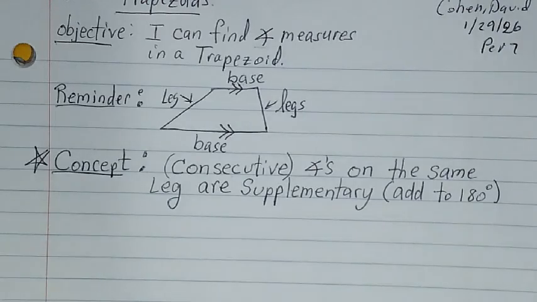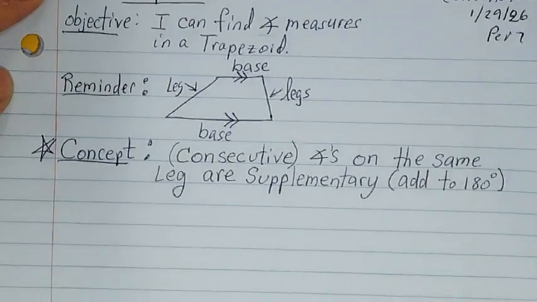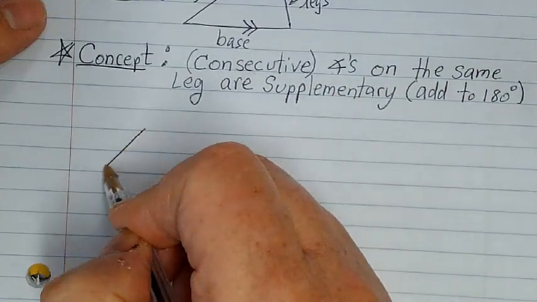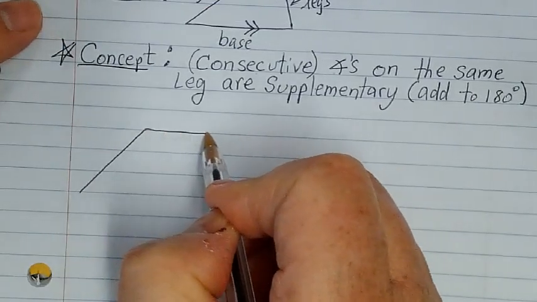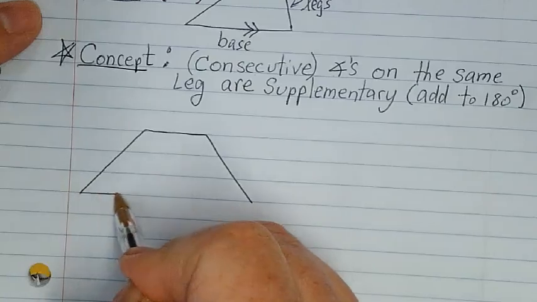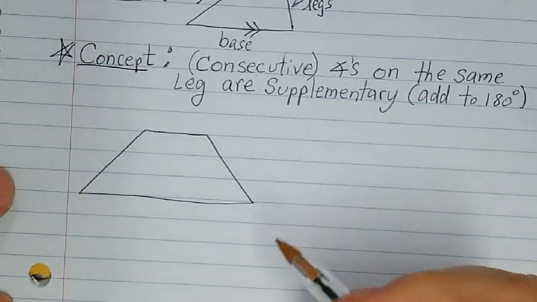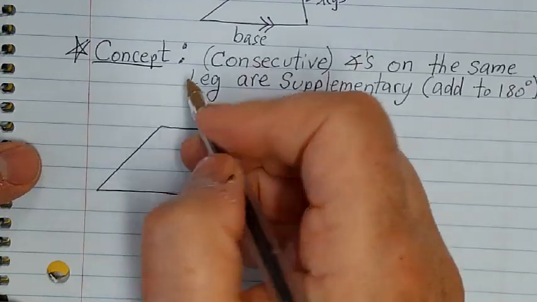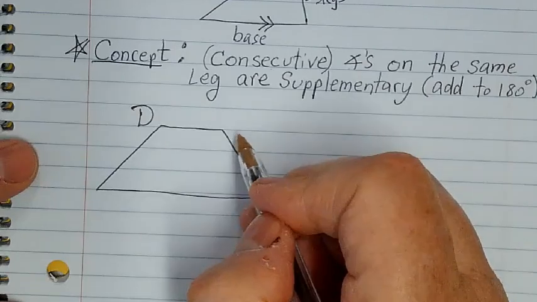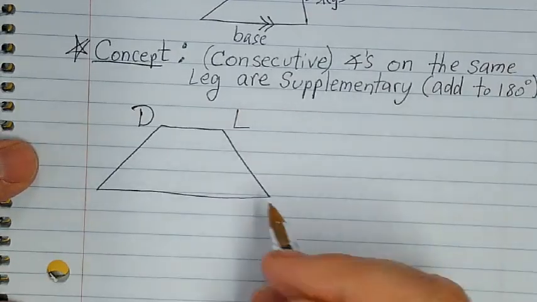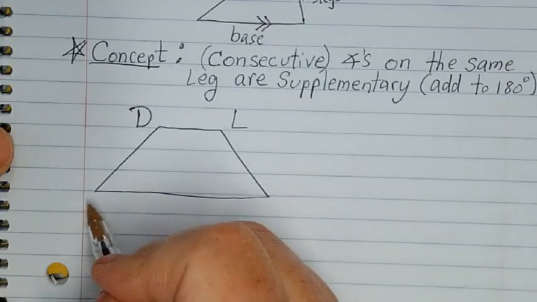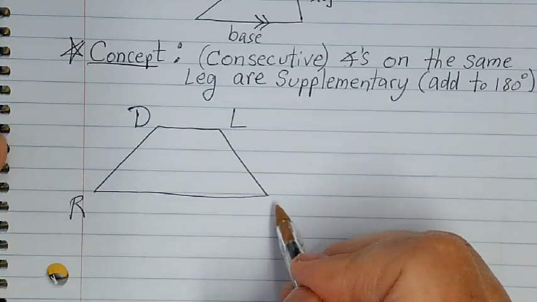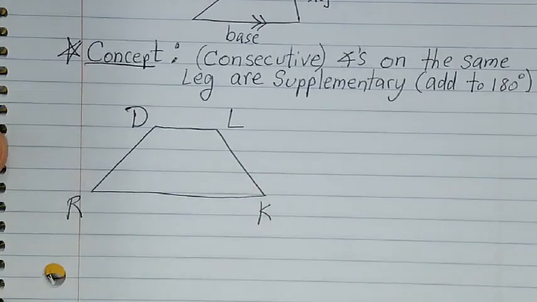Let me draw a picture to make this more clear. You ready? So here it is in a diagram. Draw yourself a trapezoid, since the topic is trapezoids. Now somebody give me a letter. You said D, very good. Somebody give me another letter. You said L, very good. Can I get another letter? You said R, awesome. And anybody else give me another letter? You said K, very good. So copy that down.